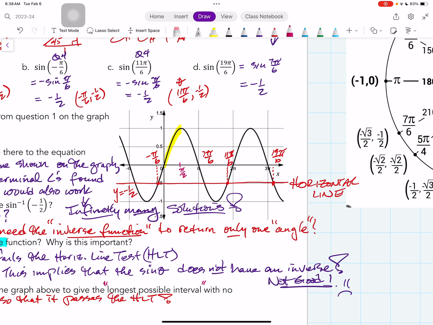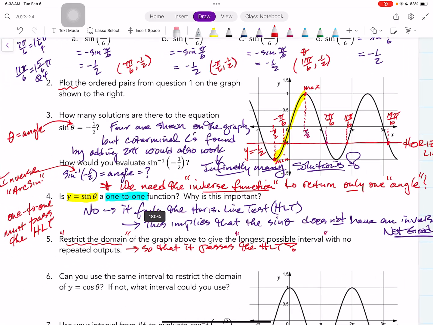And the answer is, oh, drum roll. Okay. How about from negative pi halves to pi halves? Right here, negative pi halves to pi halves, in that little interval. So from the minimum to the maximum. And if you draw a horizontal line anywhere there, it's going to intersect at only one point.